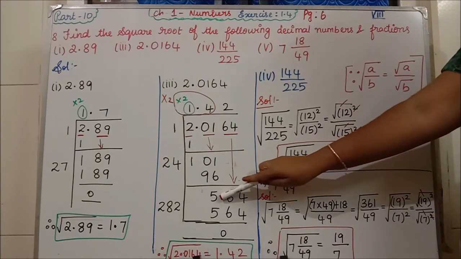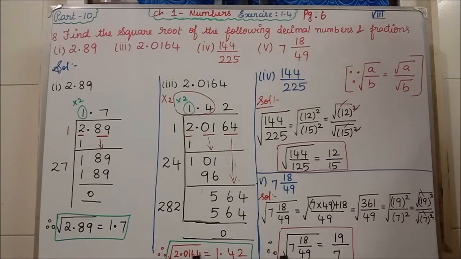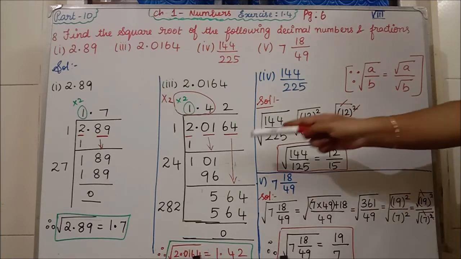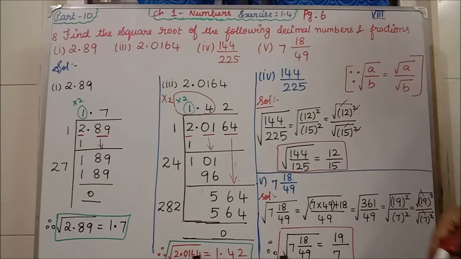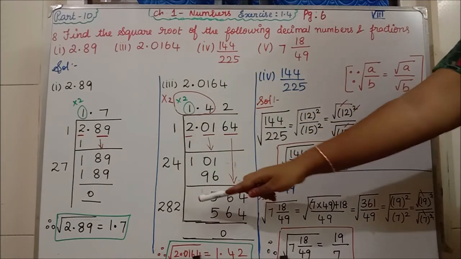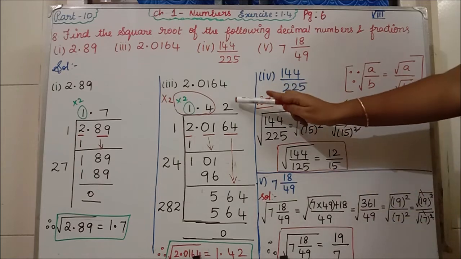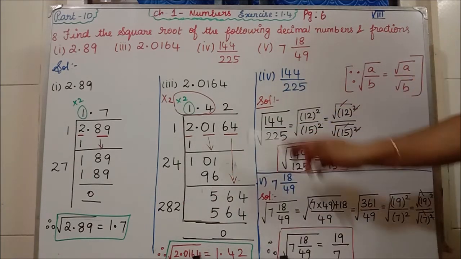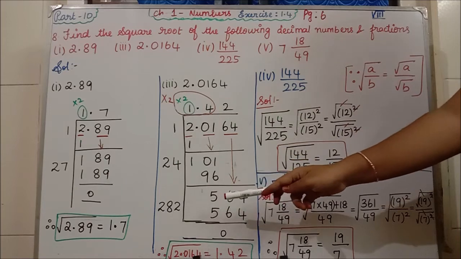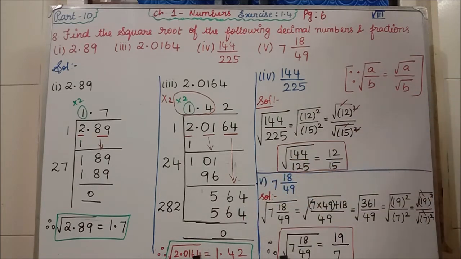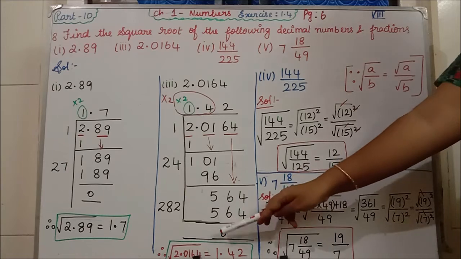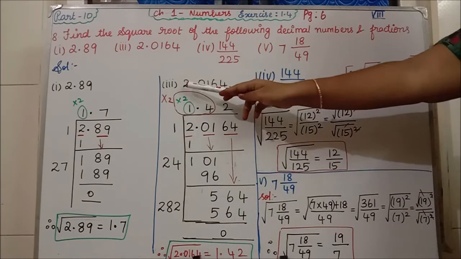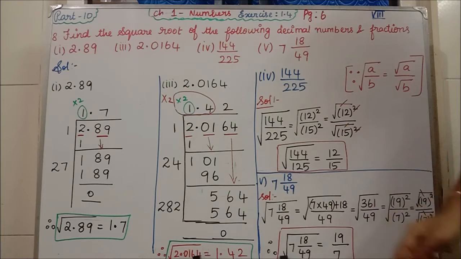Now afterwards 28 we have written. 101 minus 96 is 5. We have brought 64 also down. Now 564 we are having. Now what we have to do? On that side we are having only 28. So what number you are writing? The same number there also you have to write, isn't it? So if I write 2, see, there also I have written 2. So 2 into 282, if you multiply, I am getting 564. Okay, so we are getting 0. Therefore, the square root of 2.1064 answer is 1.42. Clear, students, all of you, the third subdivision.